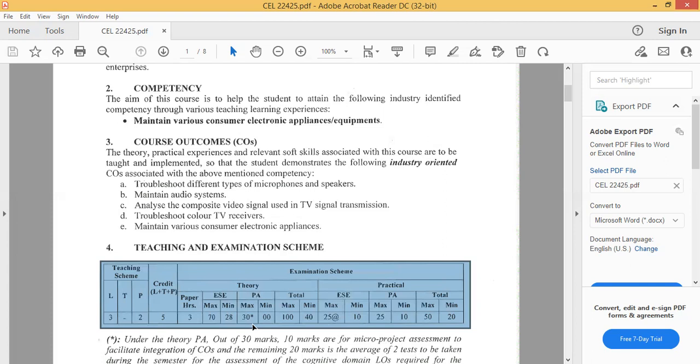Class test 1 is in the month of April. Class test 2 is in the month of May. So both class tests are conducted. Both class tests will cover 20 marks, and 10 marks for the micro project that will be allotted to you. You will complete that micro project. Likewise, 30 marks will be covered under the progressive assessment of theory.